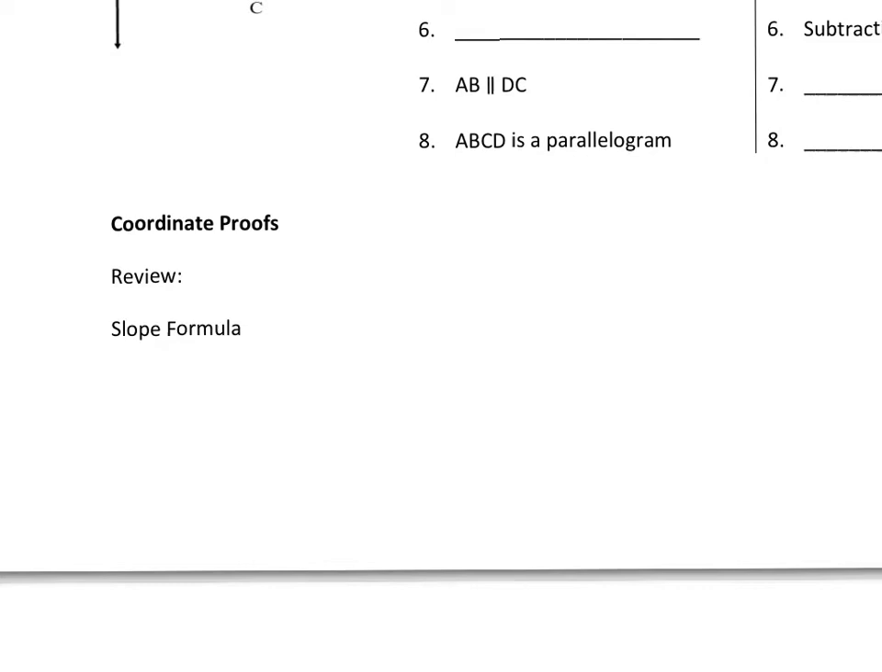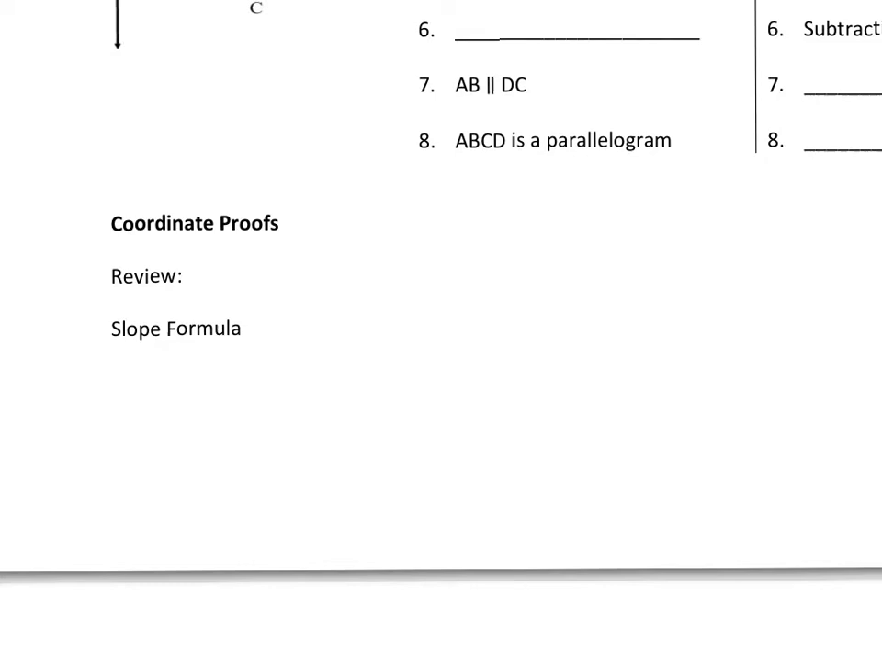coordinate proofs that we're doing in this section, there's three formulas that we'll use a ton, and so I just want to do a quick review. They're on your blue packet, and you should all be familiar with them, but they're the slope formula, distance formula, and midpoint formula. So I'm going to quickly write the slope formula.